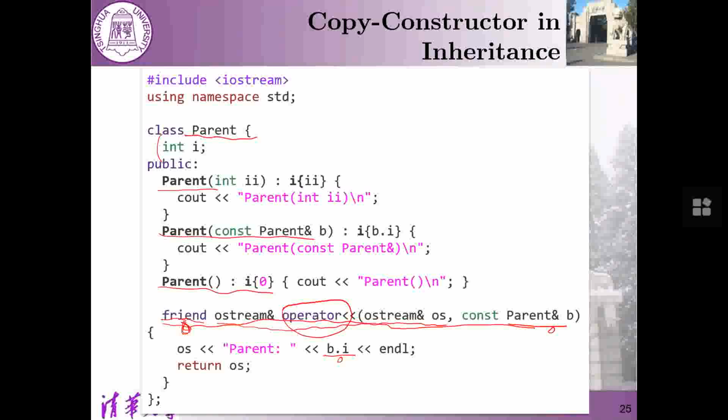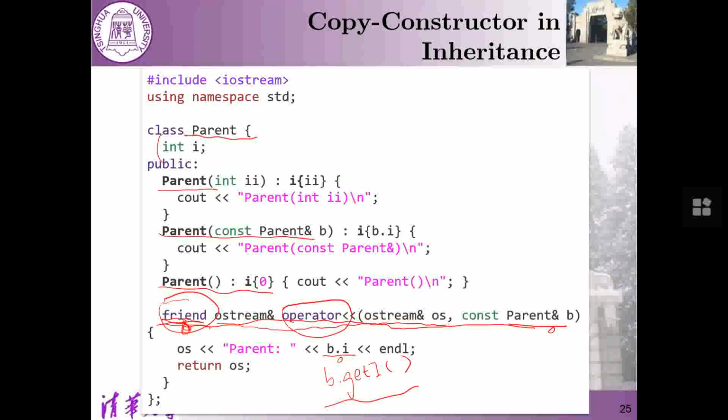Actually, this friend is not necessary. I think in most cases you can still avoid it, because you can have an interface member. You can have an accessor, like get i, so you can still get your data without violating the access control or data hiding mechanism. So in most cases, friend is not necessary, and we can avoid it.